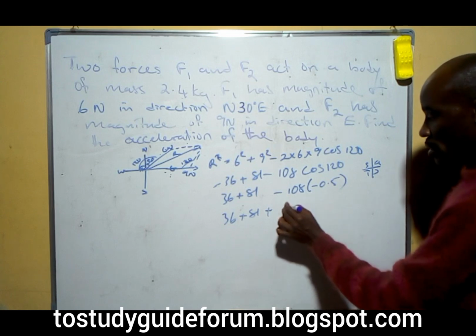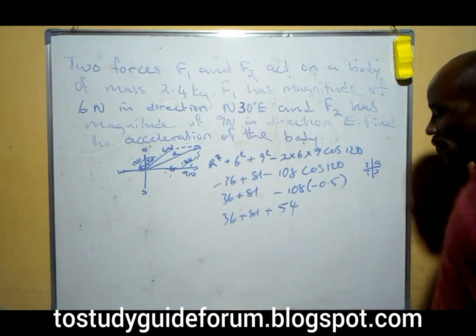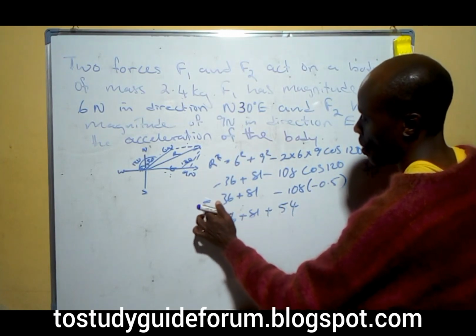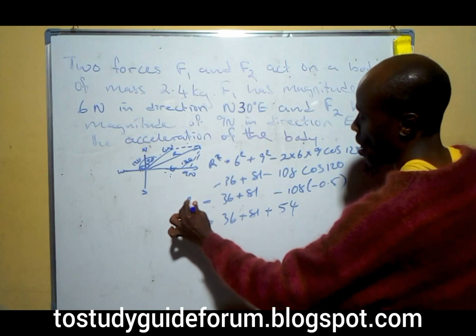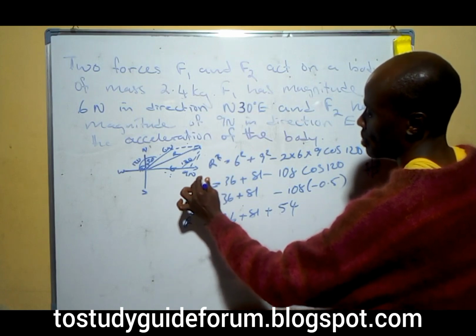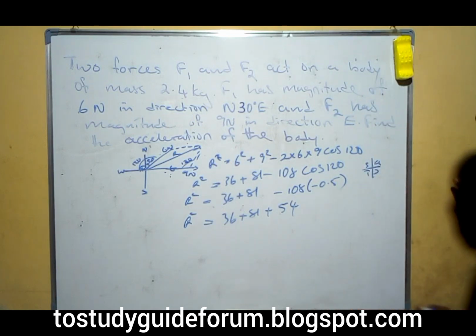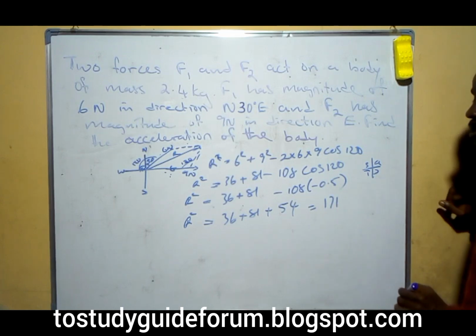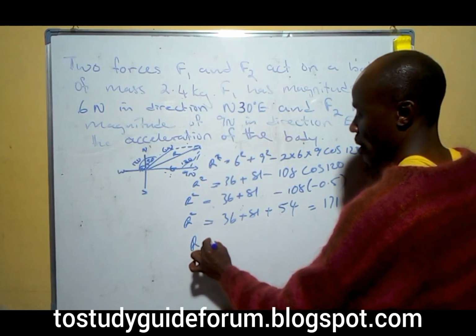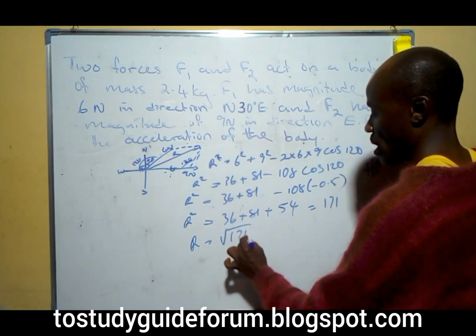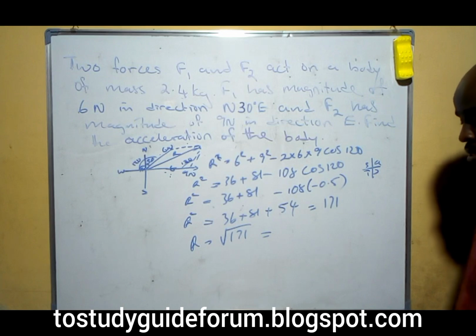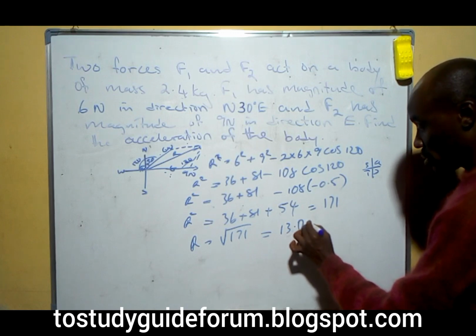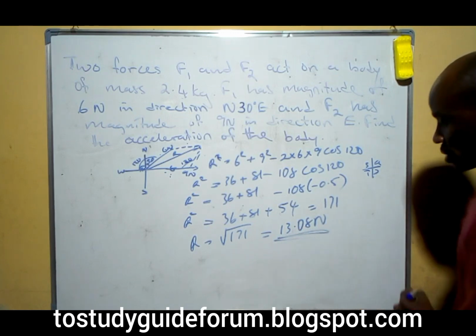So what we have here should be 54. So if it's 54, we sum up. When we add it up, everything will be r squared. Then what we have here will be 171. So our r alone will then be the square root of 171, which is 13.08 Newton.